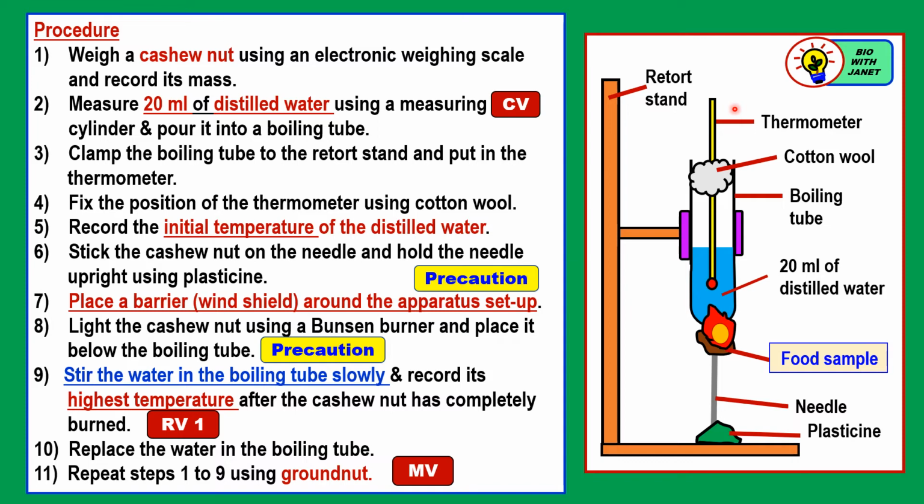Next, replace the water in the boiling tube and then repeat the steps 1 to 9 using groundnut. So this is your other MV, right? Other than cashew nut, you can use groundnut.